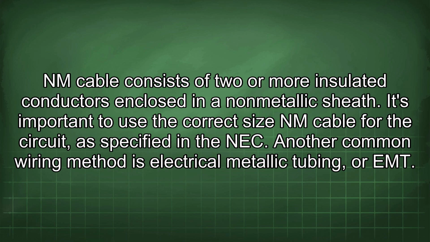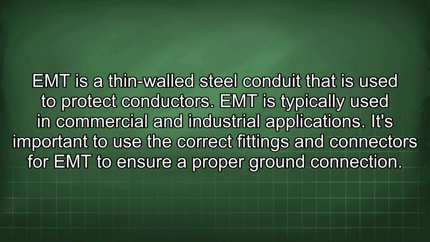Another common wiring method is electrical metallic tubing, or EMT. EMT is a thin-walled steel conduit that is used to protect conductors. EMT is typically used in commercial and industrial applications. It's important to use the correct fittings and connectors for EMT to ensure a proper ground connection.